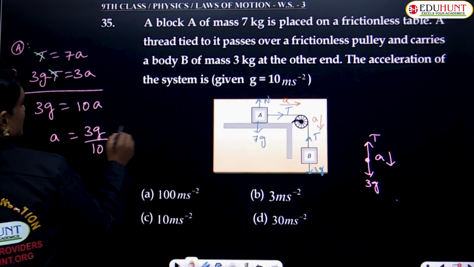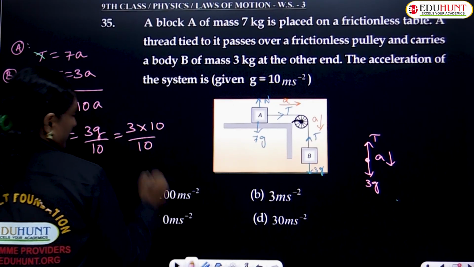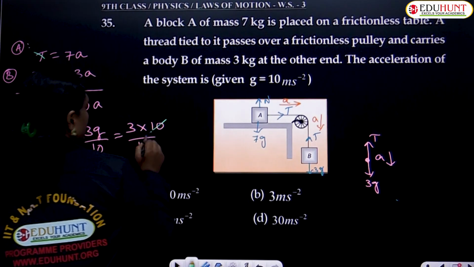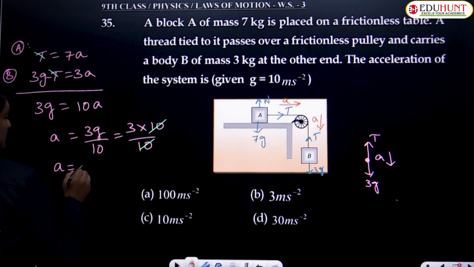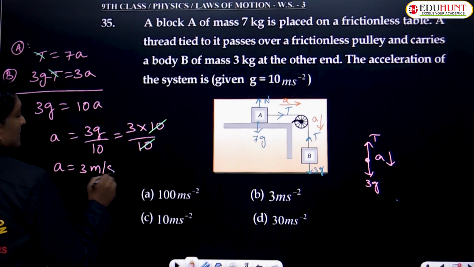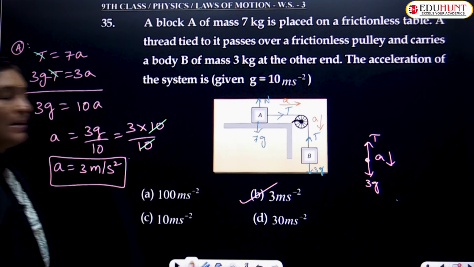But the value of g can be replaced with 10. So 3 into 10 upon 10. So these two 10s will get cancelled. Hence the value of acceleration a is found to be 3 meter per second square. Therefore, option number B must be true.